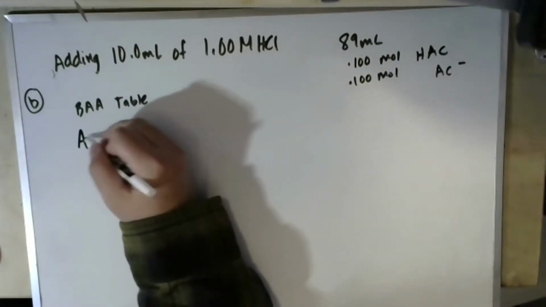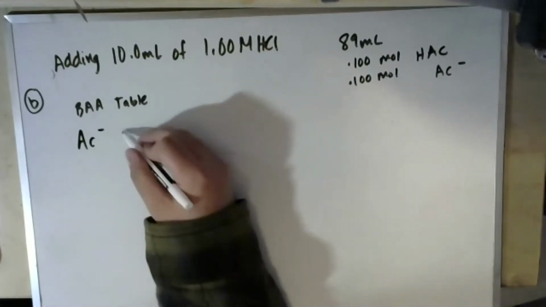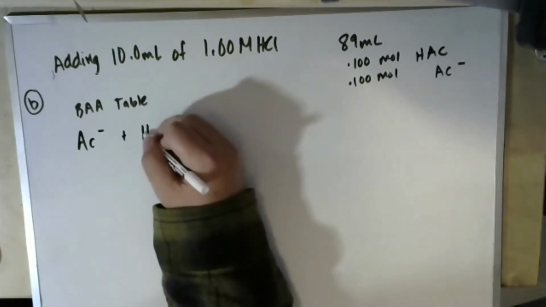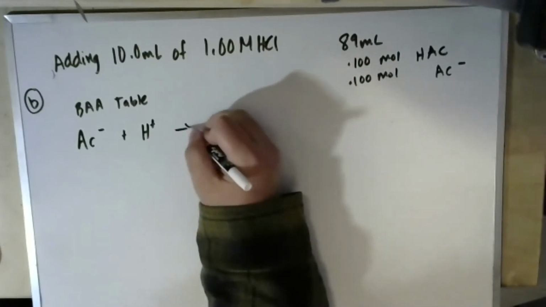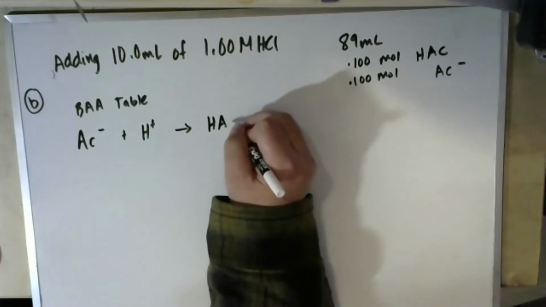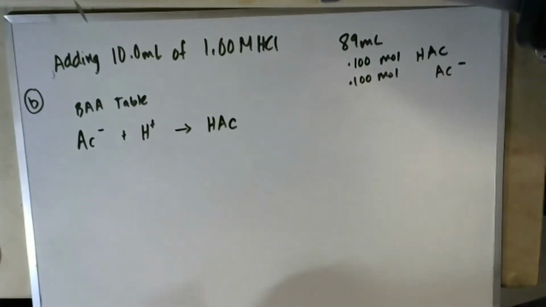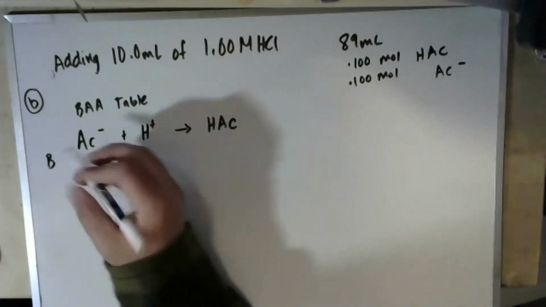So we have the base component, the acetate ion. That's what's going to be reacting with the H plus from the HCl, and it's going to be forming more HAc, which is our acetic acid. Okay, so we can write in our starting amounts of both of them before addition.